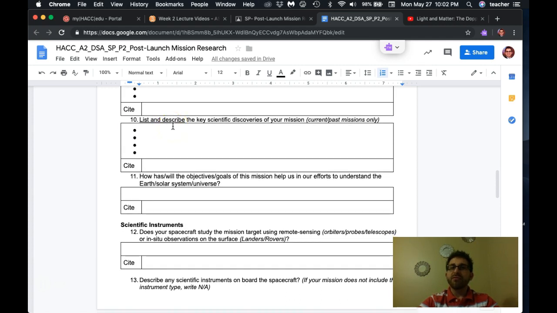List and describe the key scientific discoveries of your mission, both current and past missions only. So if you're doing a future mission, this may not have the ability to be answered because we don't know what we've discovered.